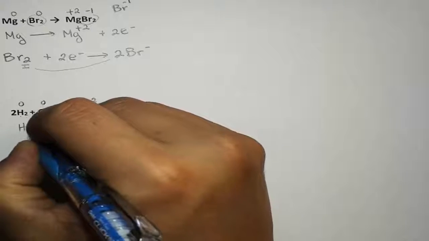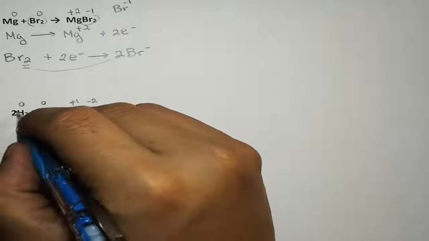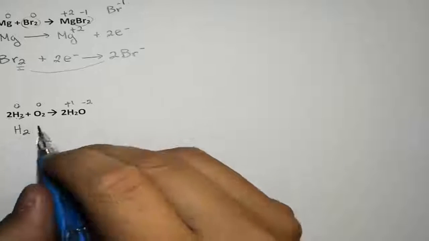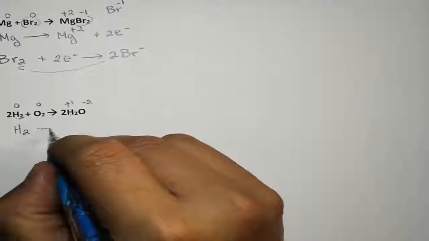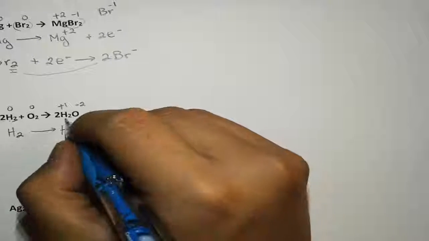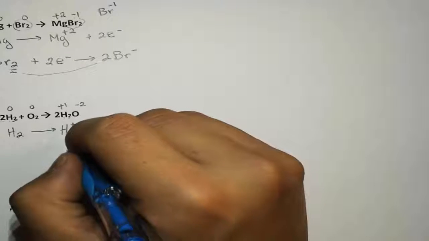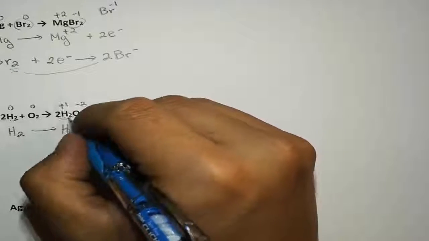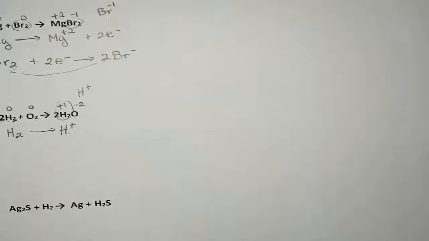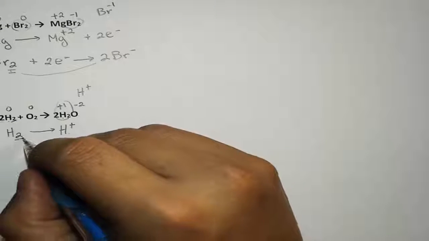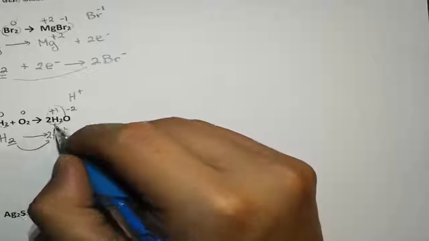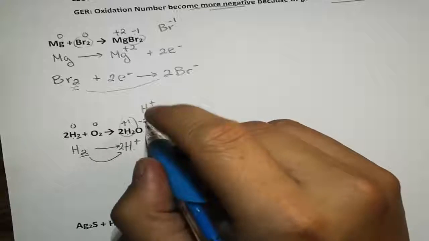So we have H2. Notice how I don't care about that coefficient 2, but I care about the subscript. So H2 is losing electrons. In this case, we have H+. Notice how I don't write H2O or H2 right here, but I write the oxidation number of H, which is H+ right there. And in this case, notice how we have 2 hydrogens, so this one must also be 2 as well. And each one of the hydrogens loses 1 electron.